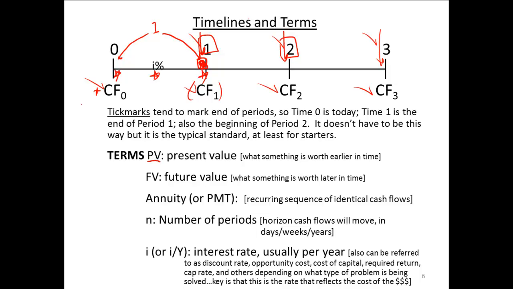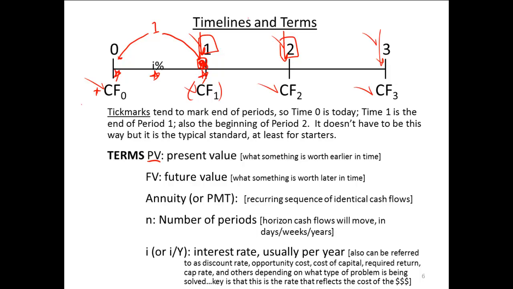Future value refers to what something is worth later in time. So if you have an amount of money in a bank today and you want to know what that's worth 5 years from now, you're looking for its future value. But it's also future value if you say you put money into a bank 5 years ago and you want to find out what it's worth today.